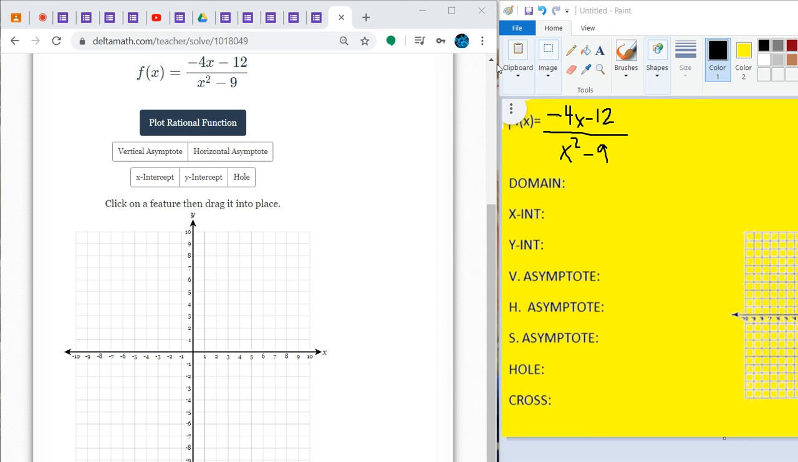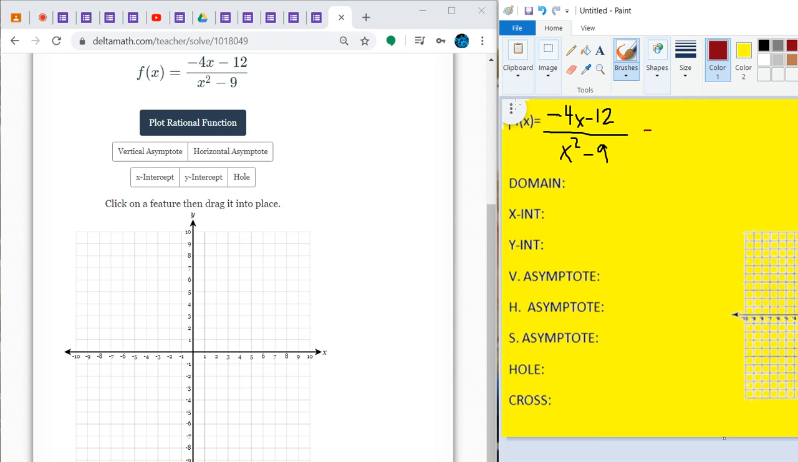So I want to show a couple examples of how to graph using the Delta Math idea, and to show you exactly how you're going to set everything up. So you do everything the exact same way. Here's your Delta Math problem. You're still going to go through the exact same steps.